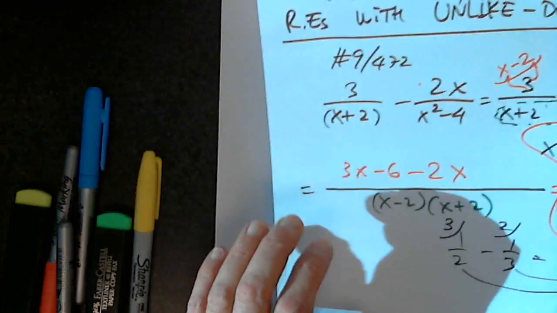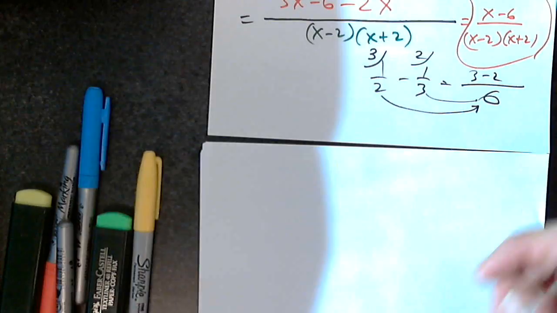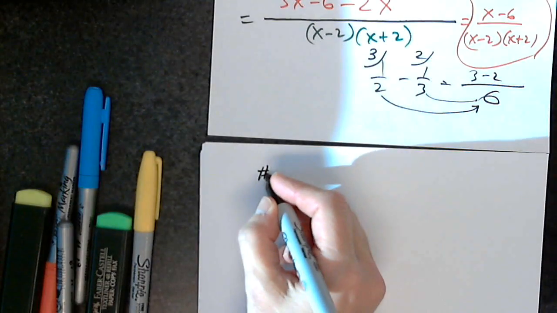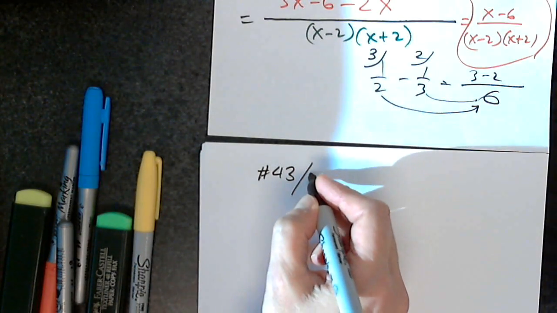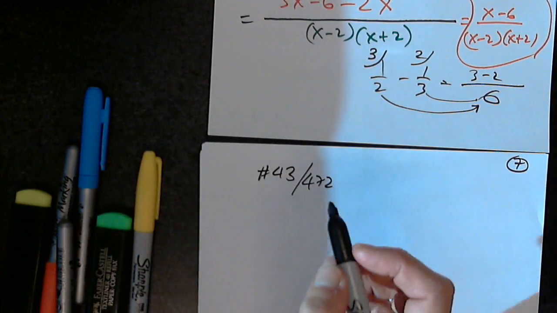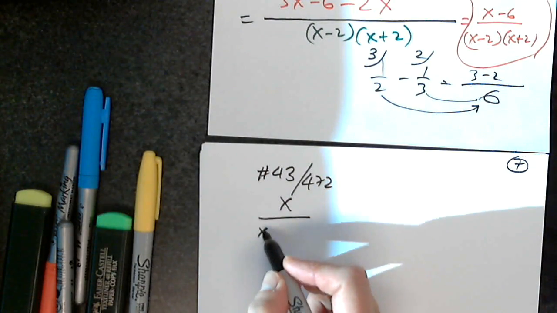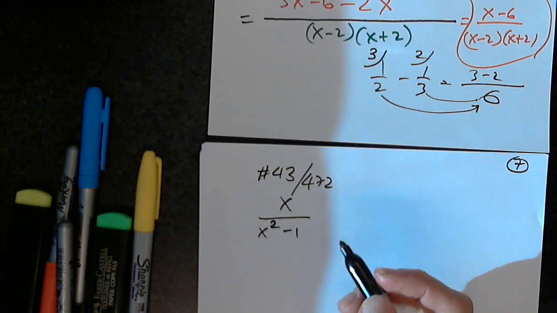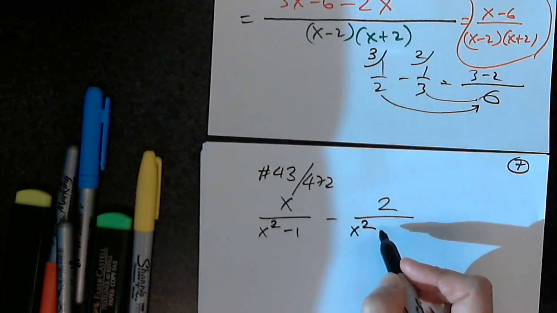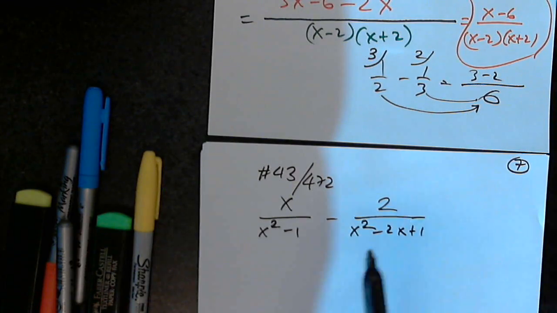So let's look at one more problem or two more problems and then see if you have more questions. Yes, 44, or 43, is a good one. 43 on page 472. I will do that too, together with you. x over x squared minus 1, minus 2 over x squared minus 2x plus 1.